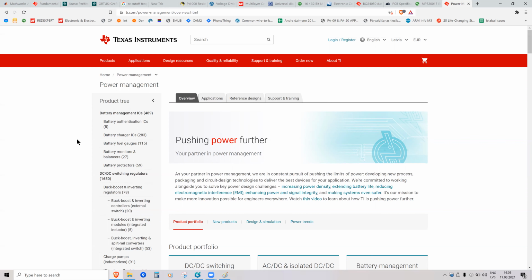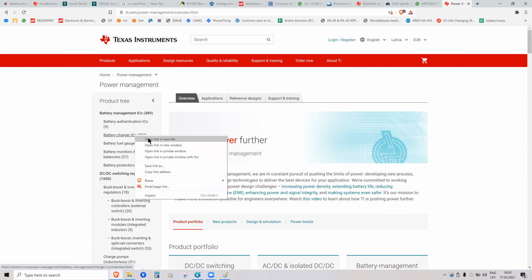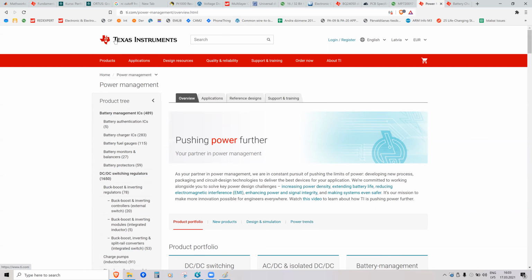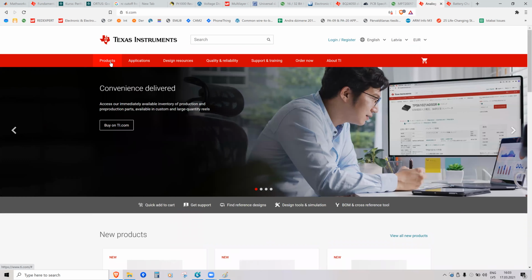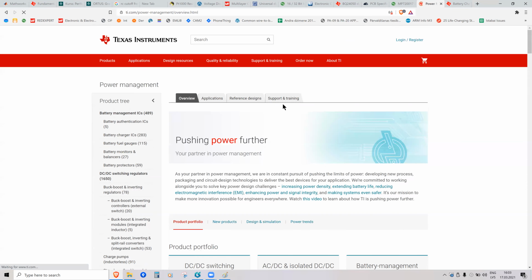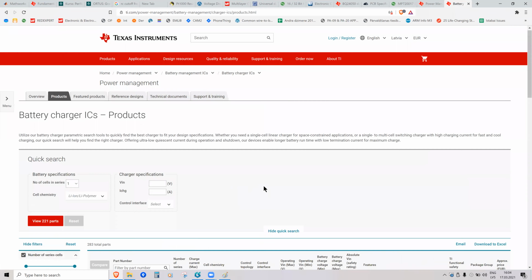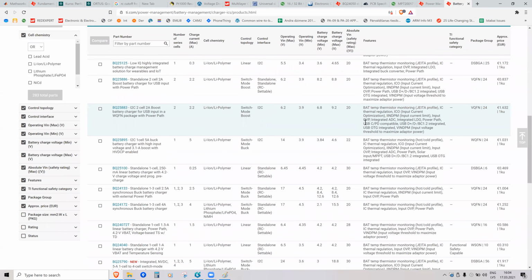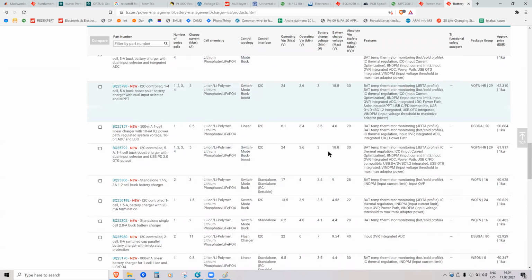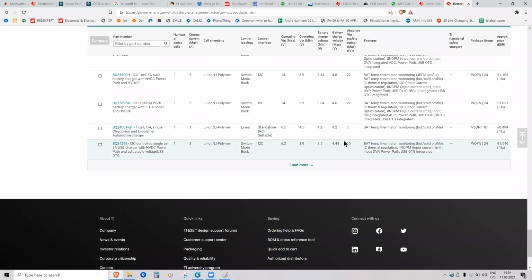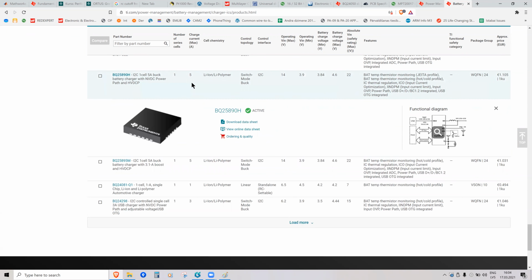So the first one is battery charger integrated circuits. Here on the Texas Instruments site, under products, you select power management, and here's battery charger integrated circuits. You select products, and then you can check out maybe some chip that also has the boost converter. It's very possible that some chip will have it. So USB on-the-go integration, maybe this thing has it.